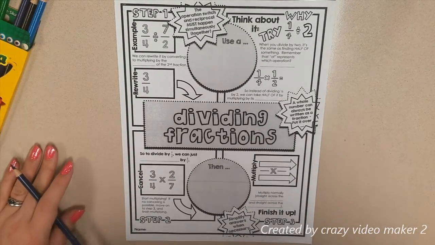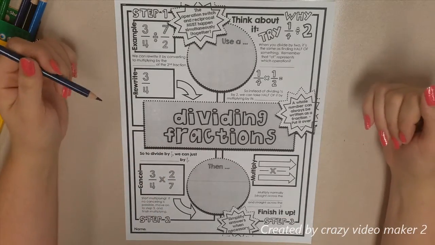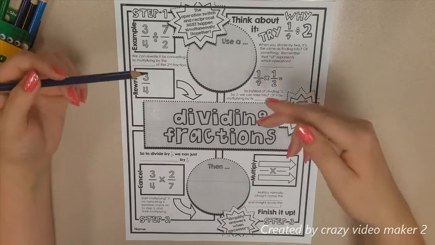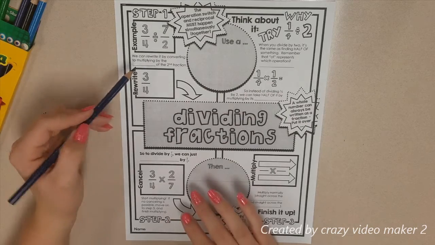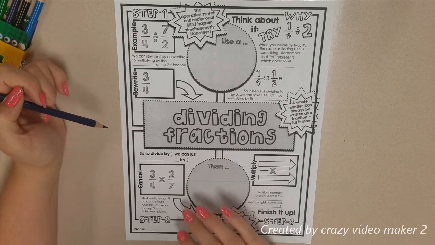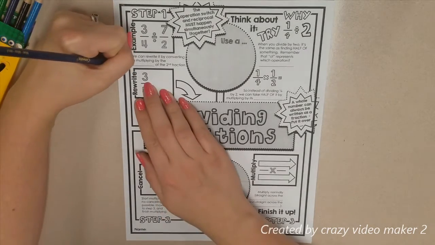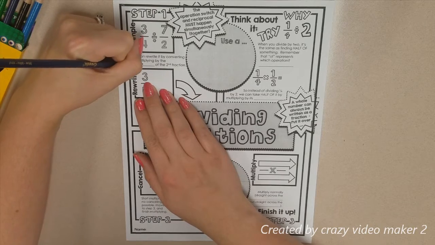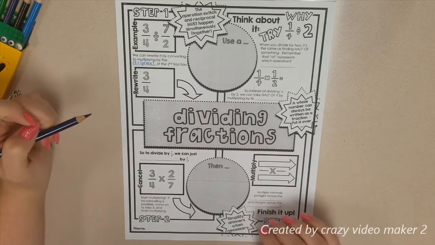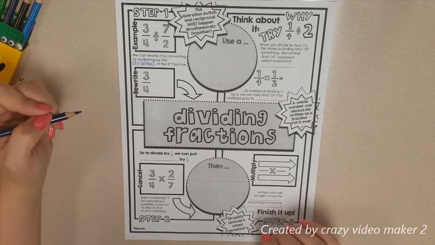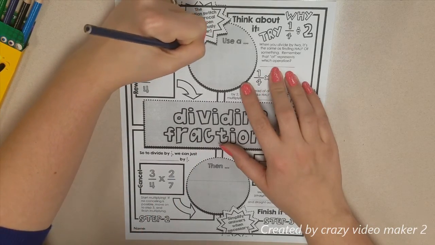All right, so we're going to learn today how to divide fractions, okay? When you're dividing fractions, you have to use a reciprocal and then multiply. So step one, we can rewrite our division problem as a multiplication problem by multiplying by the reciprocal of the second fraction. Now reciprocal means to flip, all right? So we're going to use a reciprocal. That's your first step.